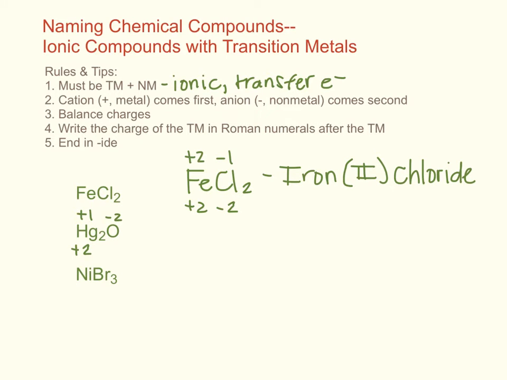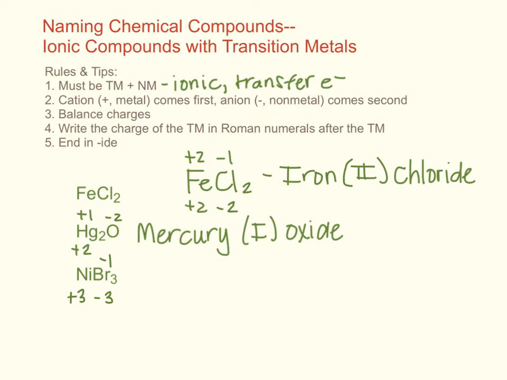So when I name this, this is going to be mercury, and the charge on my mercury is a +1, so it's going to be mercury 1 oxide. And down here, my NiBr3, my bromine, when I look at my periodic table, my bromine has a -1 charge. But I have 3 of them, so I have a total of a -3 charge from all of my bromines. But I only have 1 nickel. In order to balance that out, I need a +3 charge, so the charge on my nickel must be +3.